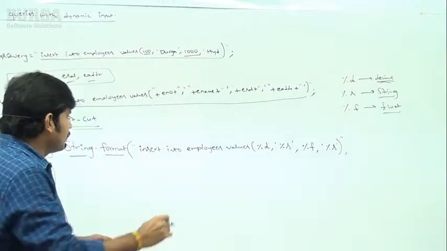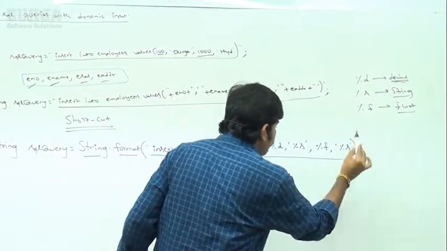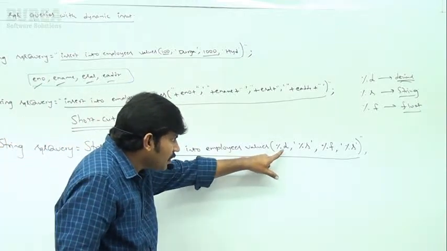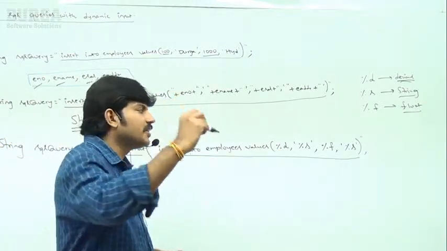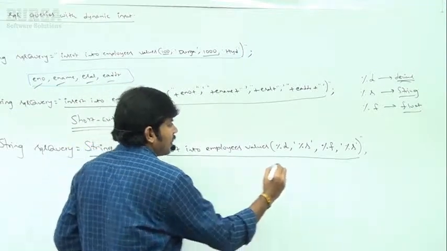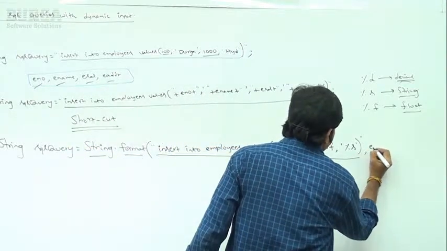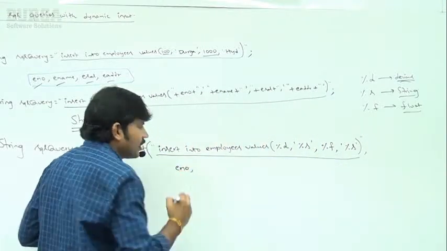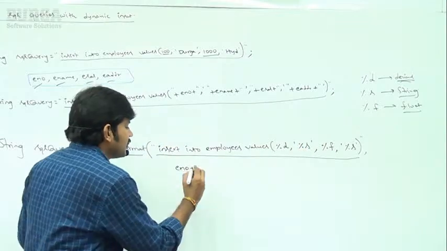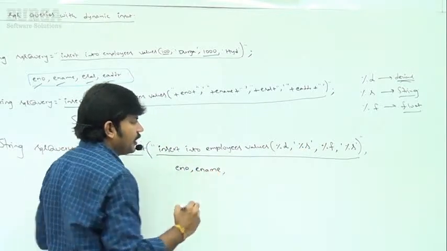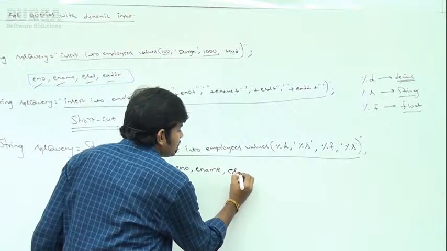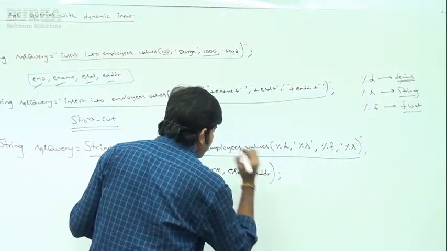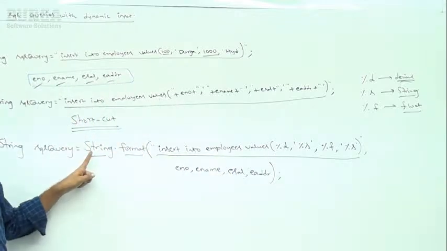Comma. Sir, this total is the first argument, right? In the first argument, which symbol did I use first? Percentage D. Percentage D means enum. In the next line I am taking enum. Comma. Percentage S means e-name. Percentage F means e-sal. Percentage S means e-address. Bracket, that's all. Can everyone understand what method I used, sir?